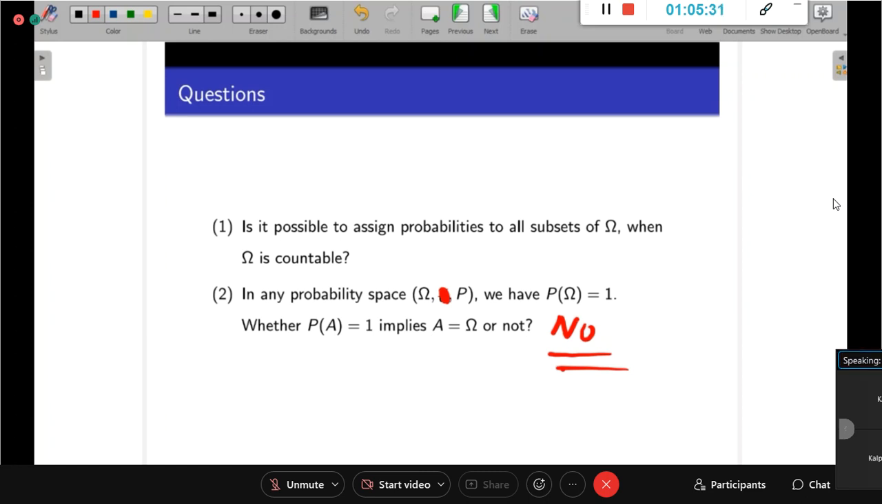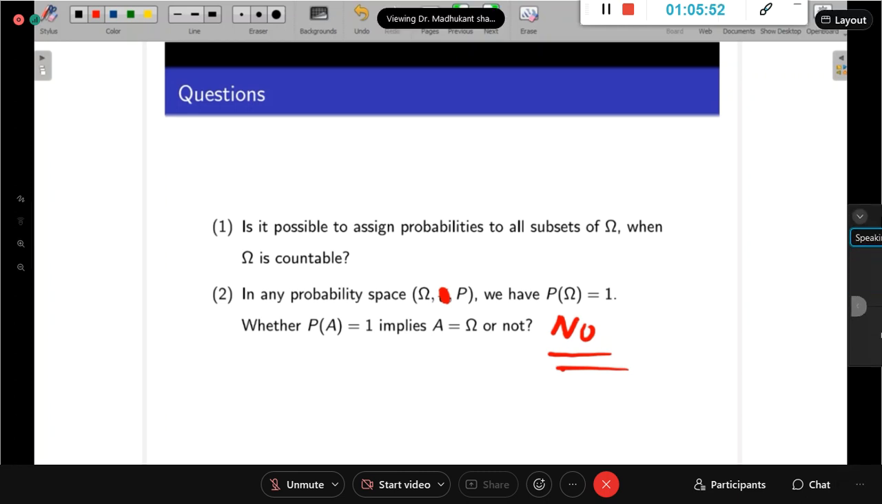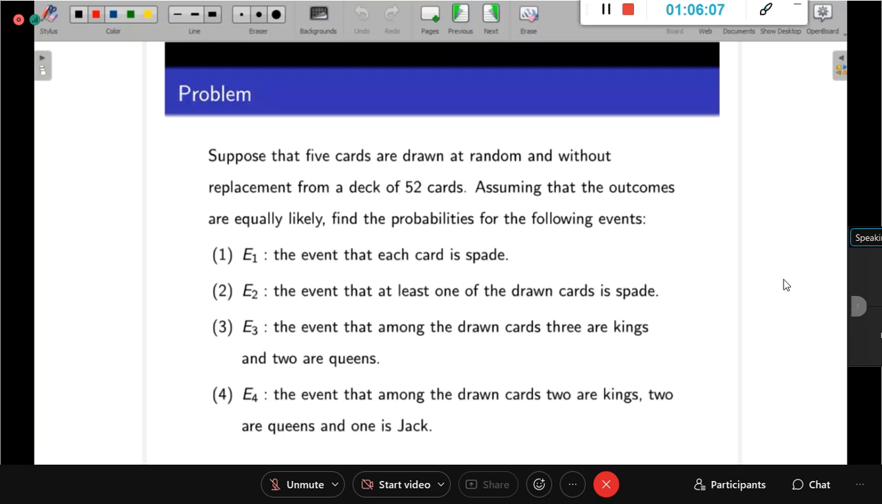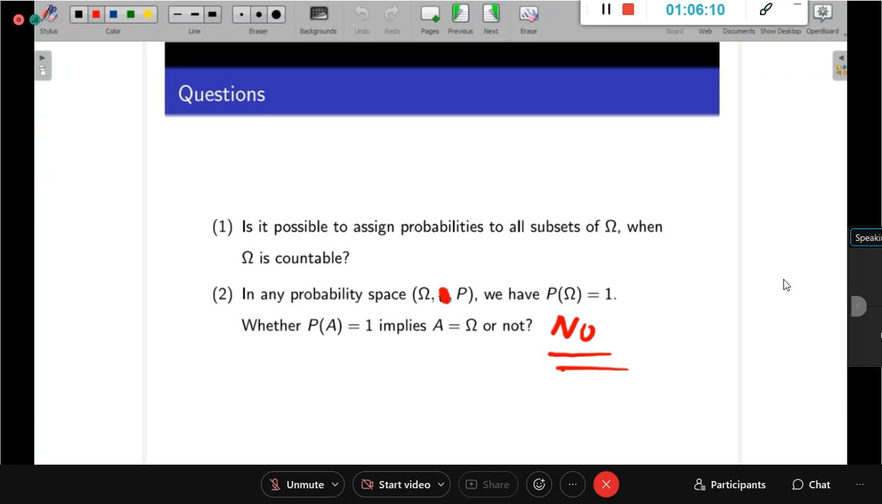Okay, so you have two interesting questions now. One question is, when omega is uncountable, whether it is possible to assign probabilities. Another question is whether probability of A equals 1 implies A equals omega, the sample space. I think both questions are related, and I can give you that hint as well. Okay, so we will do this problem in the next session. We have the time, so we can finish it off.